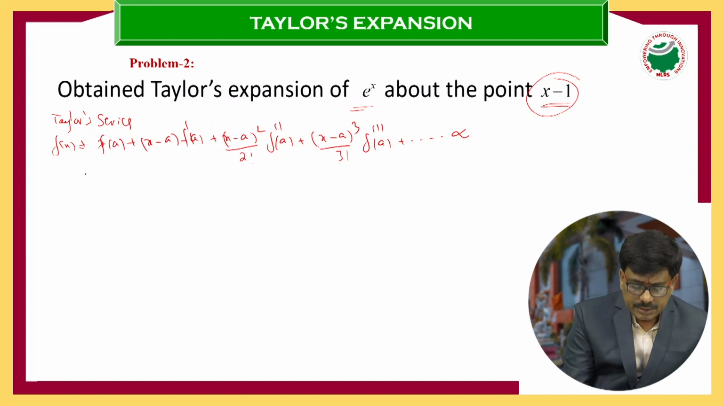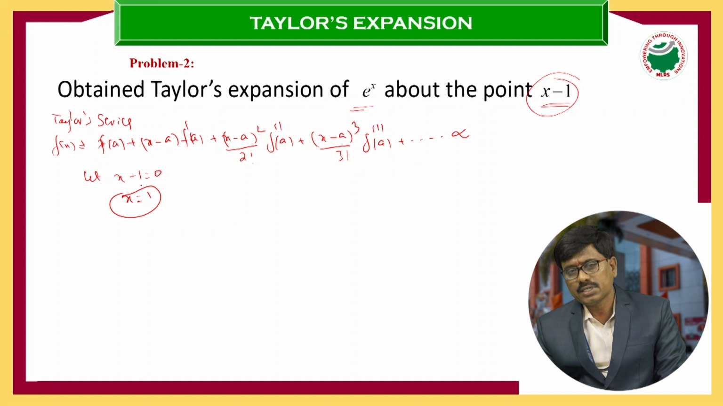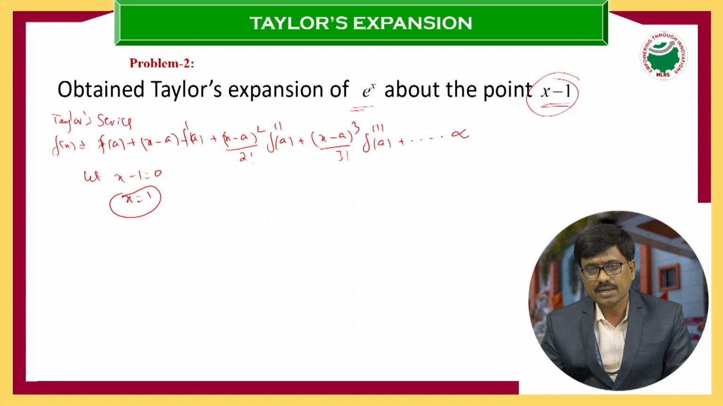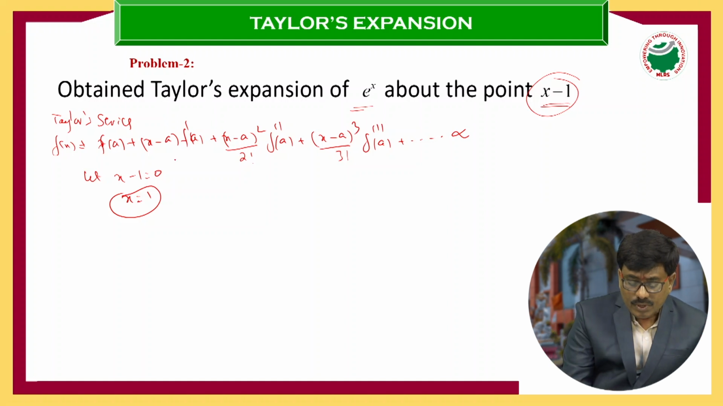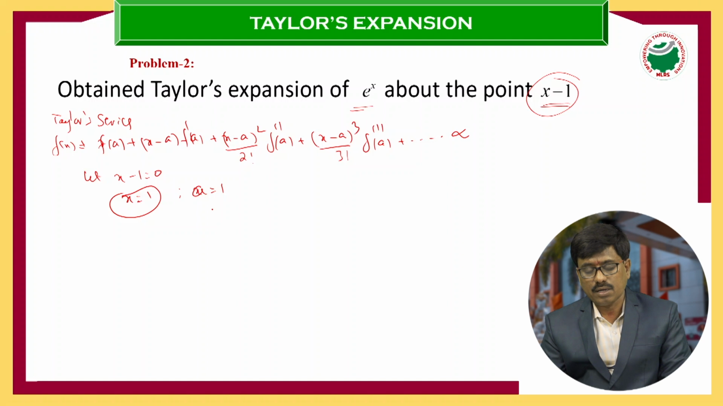Let us assume x minus 1 equal to 0, so x equals 1. We need to expand this function at the particular point 1. If I expand at x equal to 0, this is nothing but a Maclaurin series. That is the difference between Taylor's and Maclaurin series. Now, this x equal to 1 represents what? What is the value of a now? The value of a becomes 1 in this case.